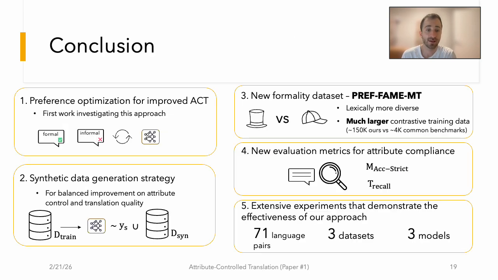So, in conclusion, we are the first work to investigate the use of preference optimization in ACT. For that, we have proposed a synthetic data generation strategy that balances the improvements on attribute control and translation quality. We have also proposed a new ACT dataset for formality, which is lexically richer and much larger than other existing datasets. And we have also proposed new evaluation metrics for attribute compliance measurement, the details of which can be found in the paper. Finally, our extensive experimental results demonstrate the effectiveness of the approach in various languages and datasets.